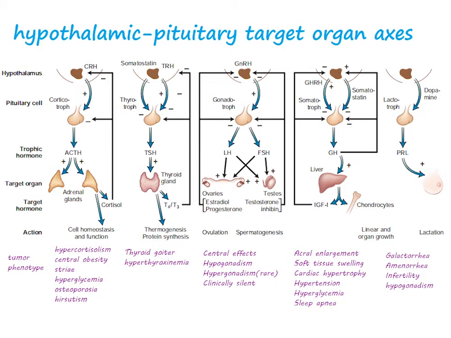Corticotroph cells express pro-opiomelanocortin peptides including adrenocorticotropic hormone. Somatotroph cells express growth hormone.